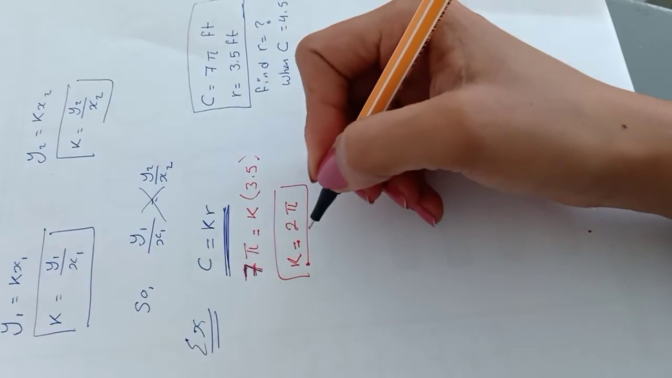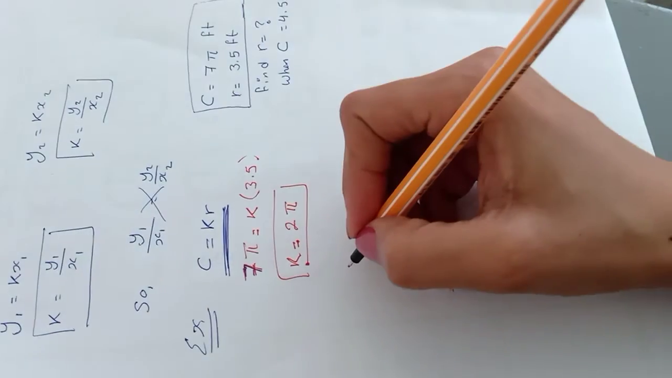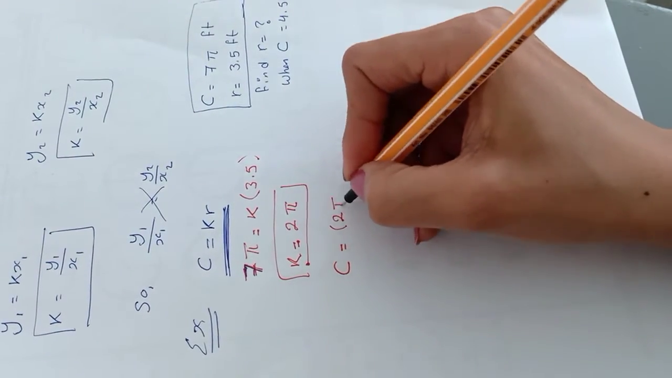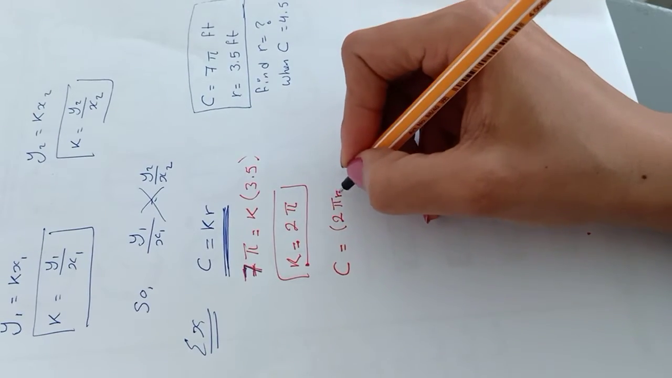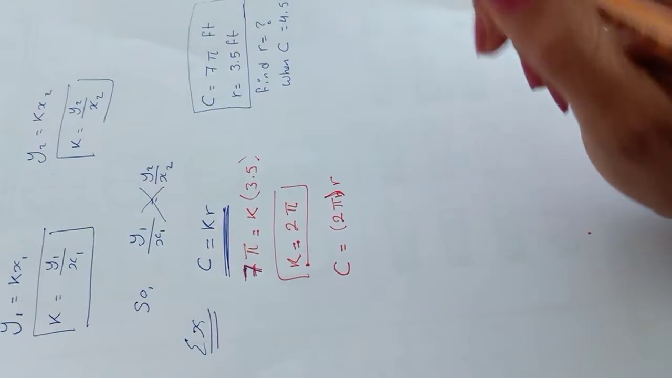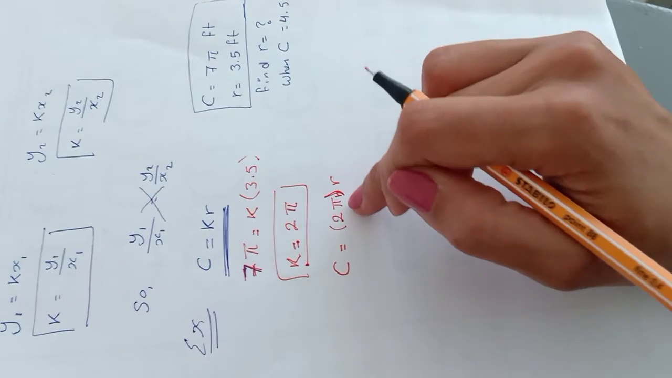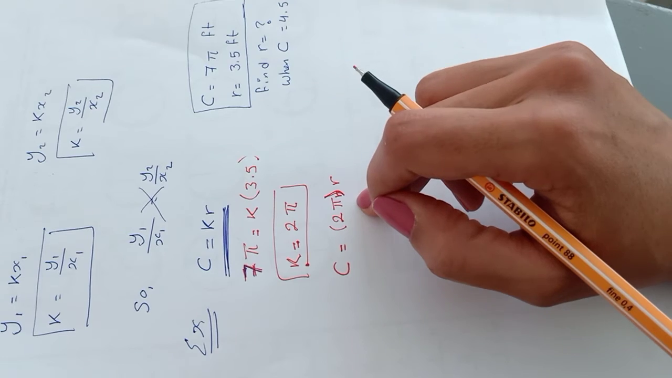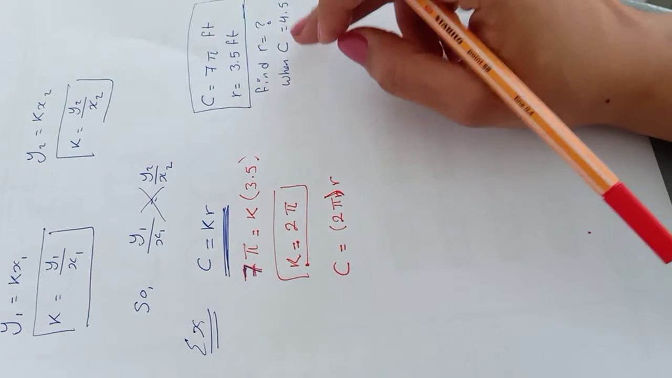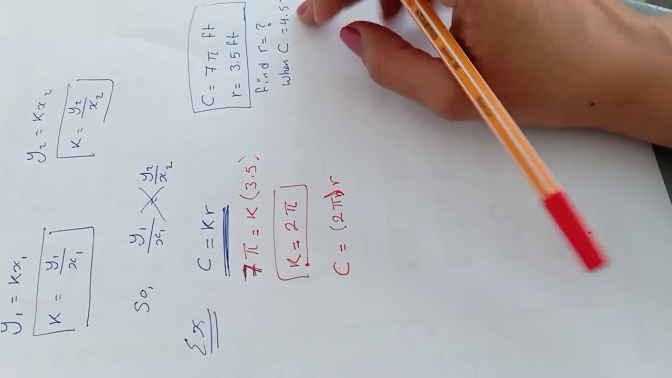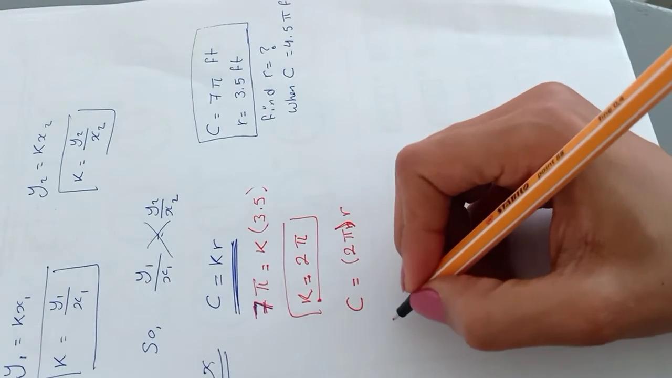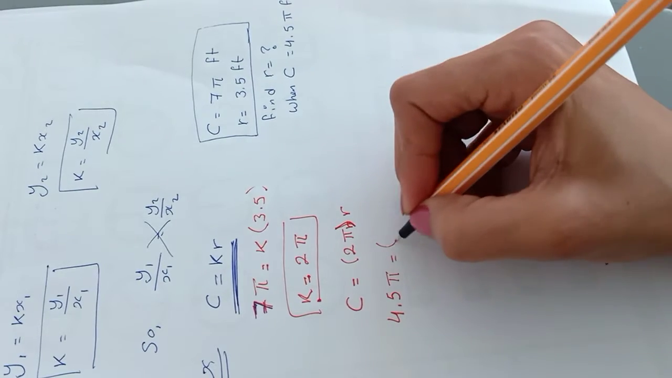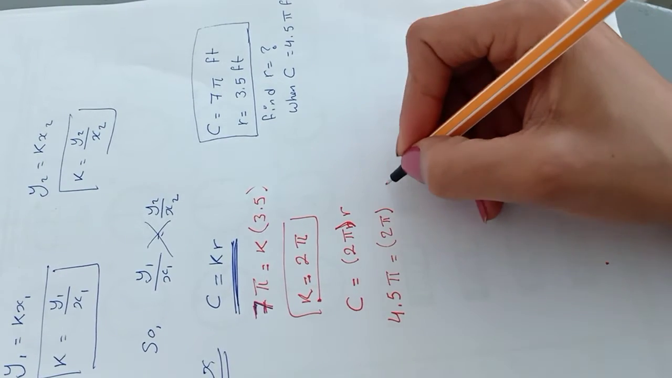So write the variation function. C equals 2 pi R. Okay, I replaced K by 2 pi. And now let's write the new value of C, which is 4.5. Replace the C by 4.5 pi equals 2 pi R.